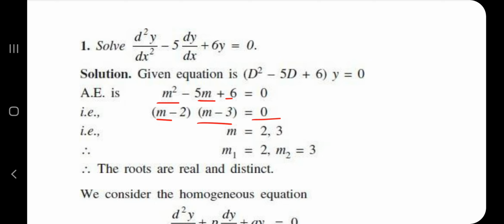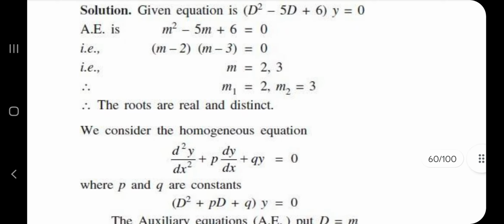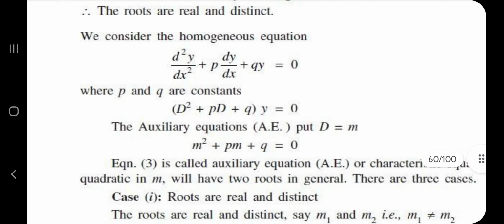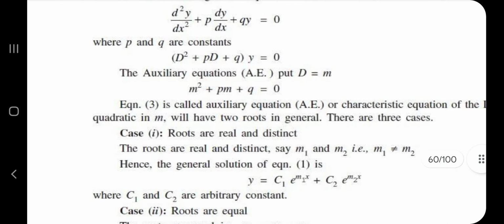You'll get (m minus 2)(m minus 3) equal to 0, so m is equal to 2 or m is equal to 3. Those two are the roots, which are real and distinct. Real means they are not complex numbers, and distinct means they are different. So we consider the homogeneous equation. In this case we'll be solving it like this, and this is just the theory part which they have written.